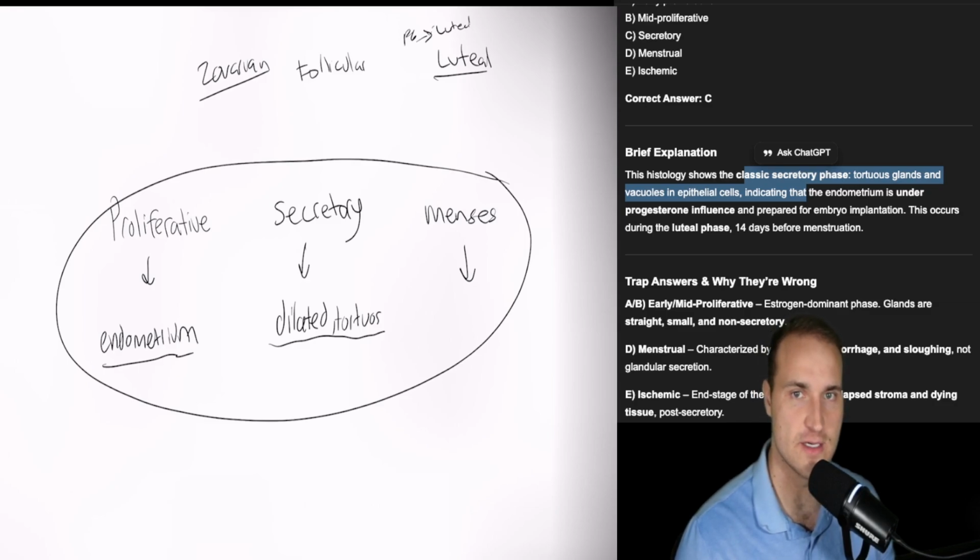Ischemia is before menstruation. The menstrual is the actual sloughing occurs. That's the fragmented stroma. And the proliferative is estrogen-driven before ovulation even occurs. You have long, straight, narrow glands without any secretions. That's the proliferative phase. So the secretory is post-ovulation. It's when the progesterone dominates.